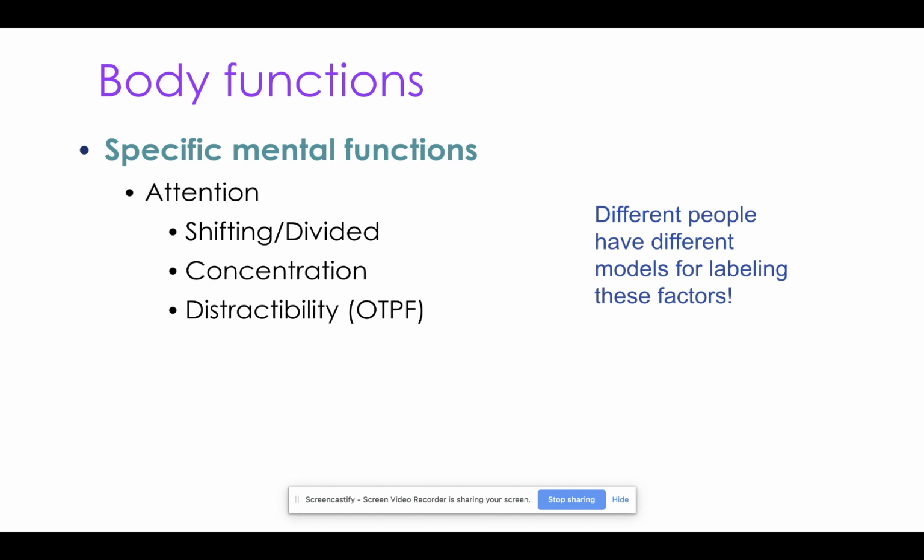They also go into attention. When we're thinking about attention, this is shifting and dividing our attention. Can you think of an example where you've had to shift your attention or divide your attention between two or more things? When you're looking at concentration, how much concentration do you need to achieve at a certain point? Or how much you have to concentrate on something at a certain time? And then also the area of distractibility.